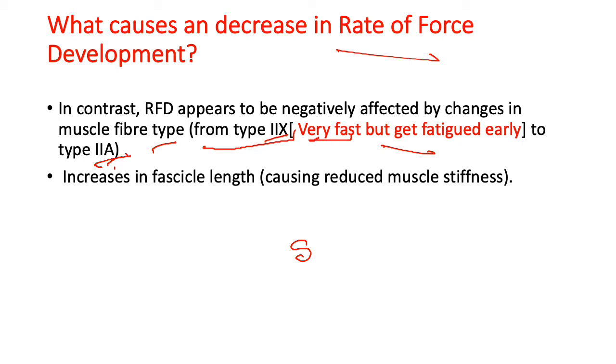But sometimes, with lack of training or somehow, if this change happens and they change from type 2X to the normal fast type 2A, then again you will have some decrease in RFD. And third is an increase in the fascicle length. A fascicle is a group of muscle fibers, so if the length increases, that will decrease the stiffness, and once this stiffness decreases, that will ultimately affect your RFD. So these are the negative aspects which you should always keep in mind, so that you can develop your high RFD.